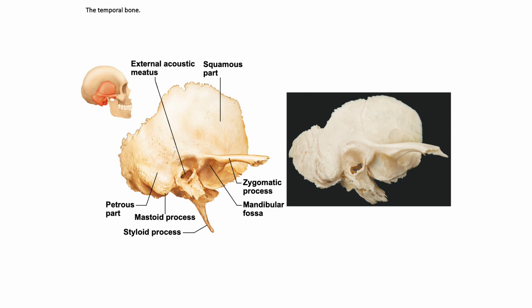So this is an isolated picture of the temporal bone. Like I mentioned before, you can see the squamous part. This is the external acoustic meatus. So we have a squamous part, we have a petrous part. The mastoid process is actual bone. It's not as protruding in certain people. And we can see the styloid process.